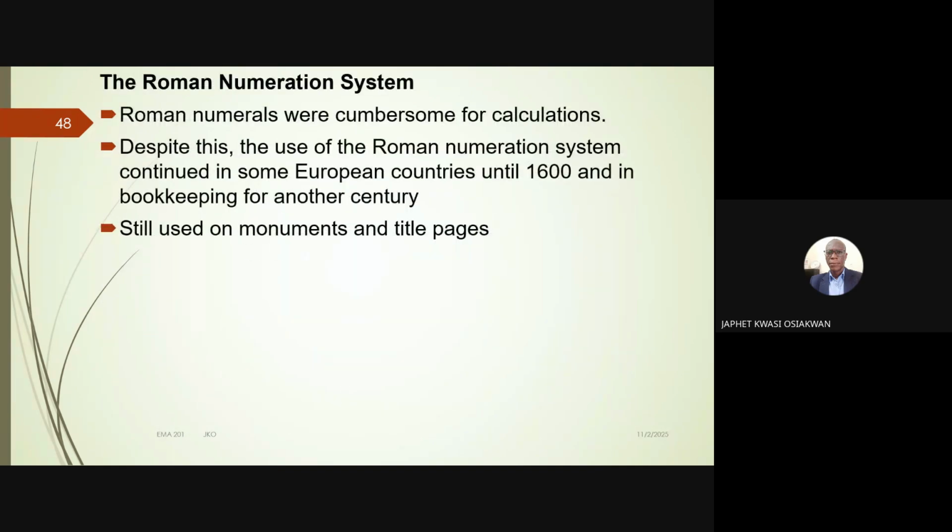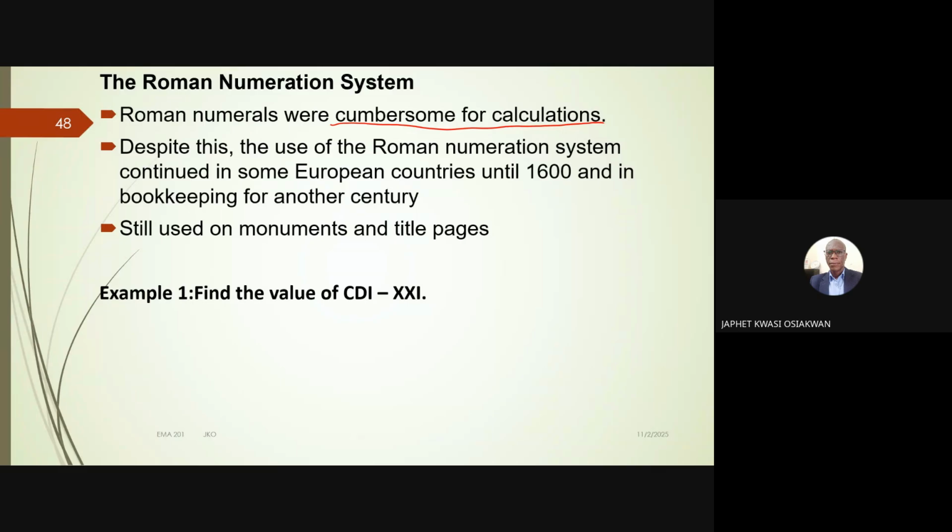Okay, so the Roman numeration system was cumbersome, very difficult for calculation. We use them in numbering our questions, but we don't use them in calculation, because it's very cumbersome and difficult. We still use them on monuments and so on and so forth.